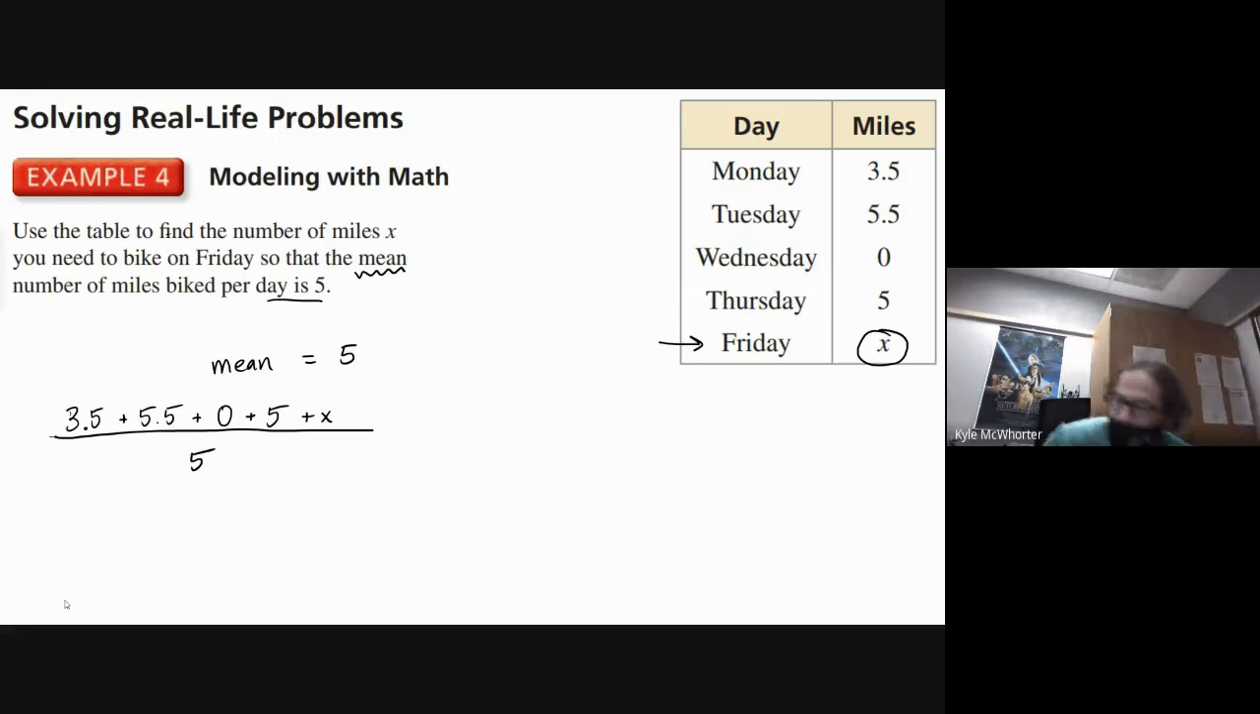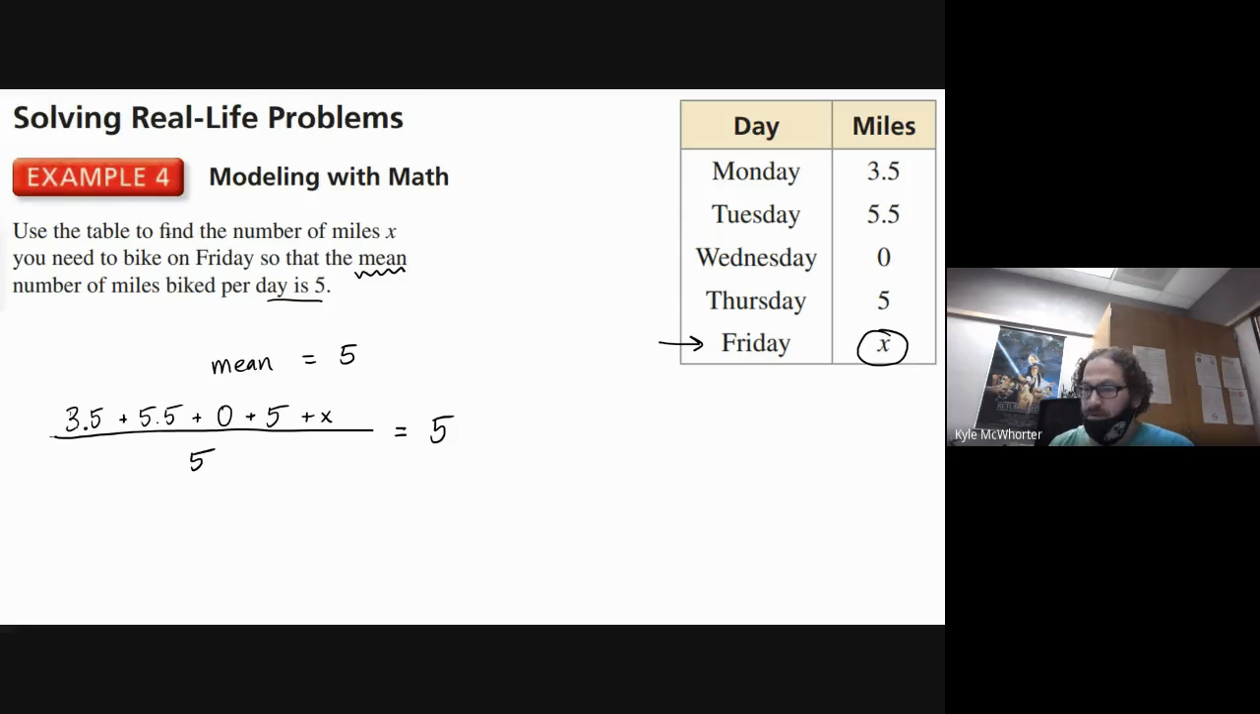Okay, so the mean, you find the mean by adding up all 5 values and then dividing by 5. And then we want the mean to be 5, right? So now we've got an equation that looks sort of crazy, but if you look at what's happening to the variable, we can follow our steps, right? We can simplify both sides. The right side doesn't really need any simplifying because it's just the number 5. But on the left side, we can add together all these numbers, right?